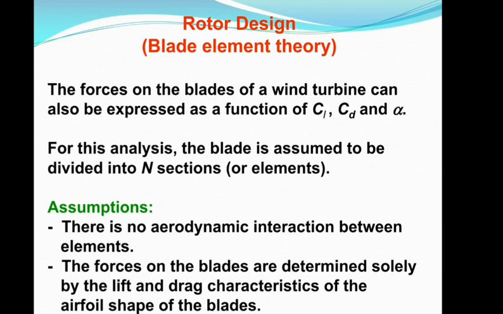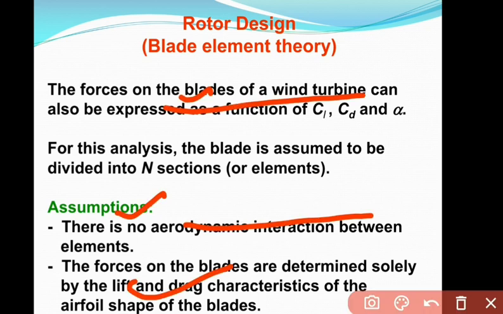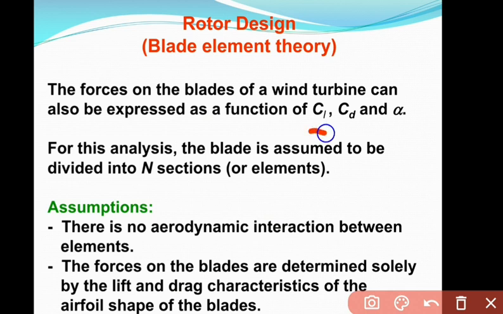The forces on the blade of a wind turbine can also be expressed as a function of lift force, drag force, and pitch angle. For this analysis, the blade is assumed to be divided into N sections or elements. Here you can see the blade element. Some assumptions are to be taken. There is no aerodynamic interaction between elements. The forces on the blade are determined solely by the lift and drag characteristics of the airfoil shape of the blade.